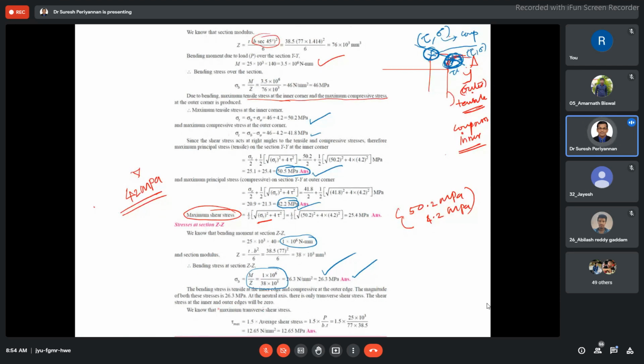I have one slide that I will show you now. Usually for transverse shear, the shear stress at the inner and outer edges will be 0 and maximum at the mid layer, right? That's what we discussed. The inner and outer layers have 0 shear stress when torsion is acting.